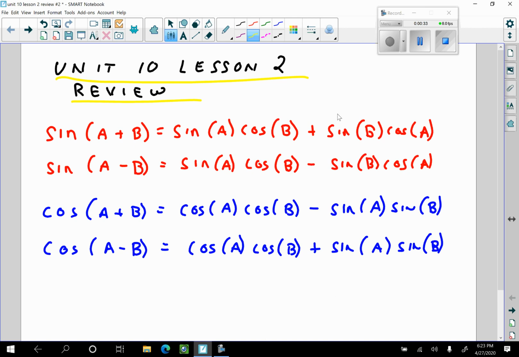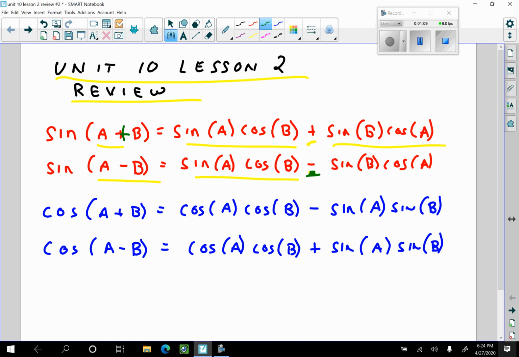We know sine of A plus B is sine of A cosine B plus sine of B cosine A. Sine of A minus B is sine of A times cosine B minus sine of B cosine A. So if I'm subtracting two angles, it's going to be the difference of sine of A cosine B and sine of B cosine A. If I'm adding two angles, sine of A plus B, it's going to be the sum of the product of sine of A cosine B plus sine of B cosine of A.